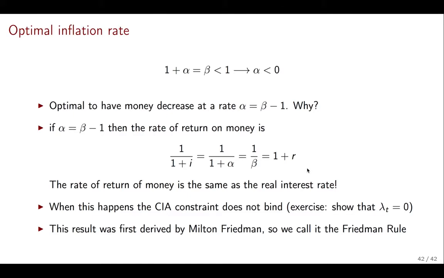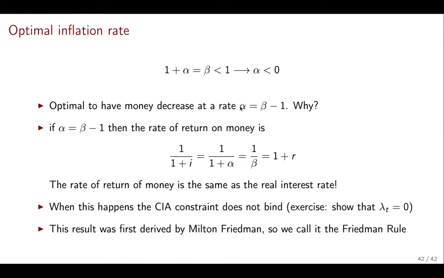Now, when the agent is indifferent between saving in absolutely all assets, then the cash in advance constraint no longer binds. In fact, you can show, and I leave this as an exercise, that the multiplier on the cash in advance constraint is then equal to 0. So the cash in advance constraint no longer binds once the agent is indifferent between holding money or holding any real asset. This result, which is very important and very surprising, was first derived by Milton Friedman, and so we call this the Friedman Rule.